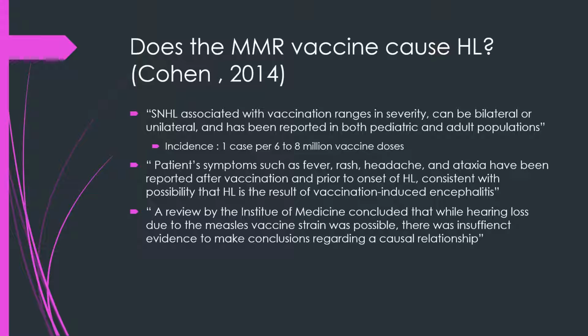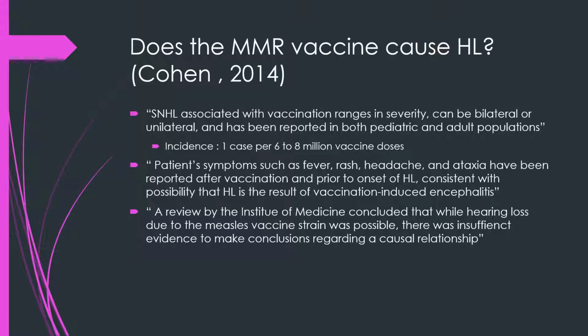So something curious when I was doing my research about measles and mumps, there is the phenomenon about potentially MMR vaccines causing hearing loss. I didn't really go that much in depth in researching it, but from one study, these are just a couple quotes within the study. Sensorineural hearing loss associated with vaccination ranges in severity, can be bilateral or unilateral, and has been reported in both pediatric and adult populations.